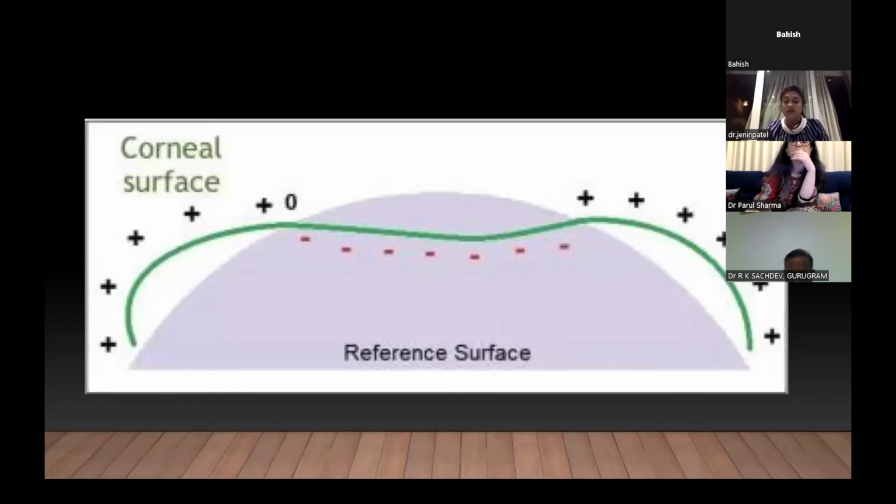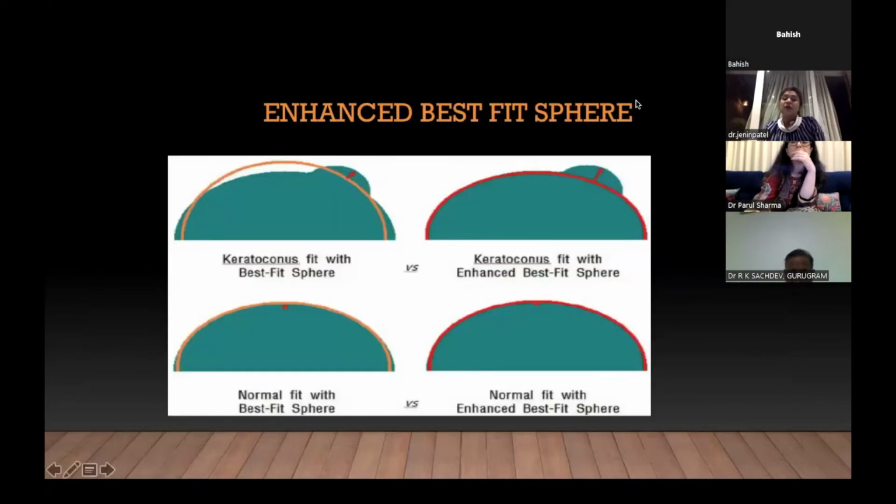So what does the enhanced best fit sphere do? If this abnormality is there, say this part of the cornea is hidden below the best fit sphere, now when you have an enhanced best fit sphere, this fits the cornea more tightly. So these anomalies are going to get exaggerated in the enhanced best fit sphere. So I think, is it a little clearer?